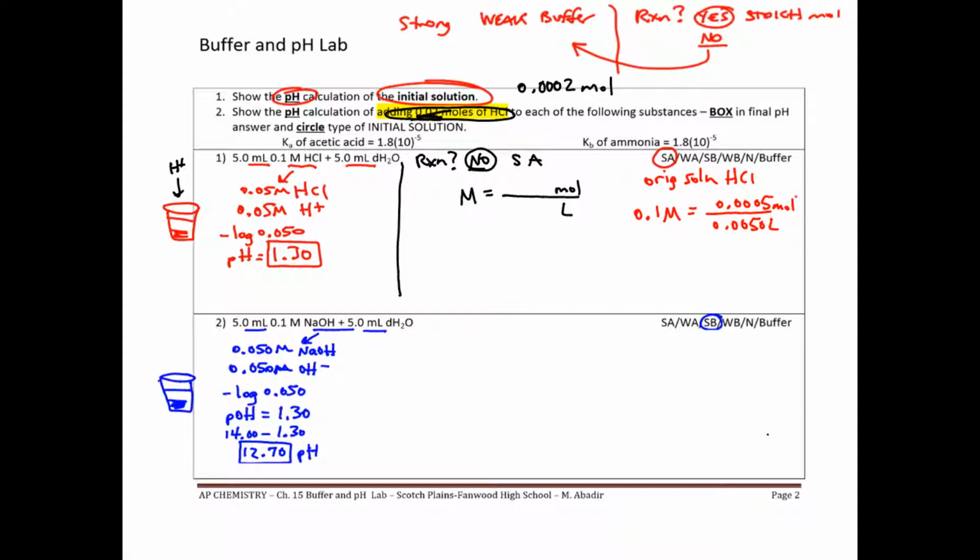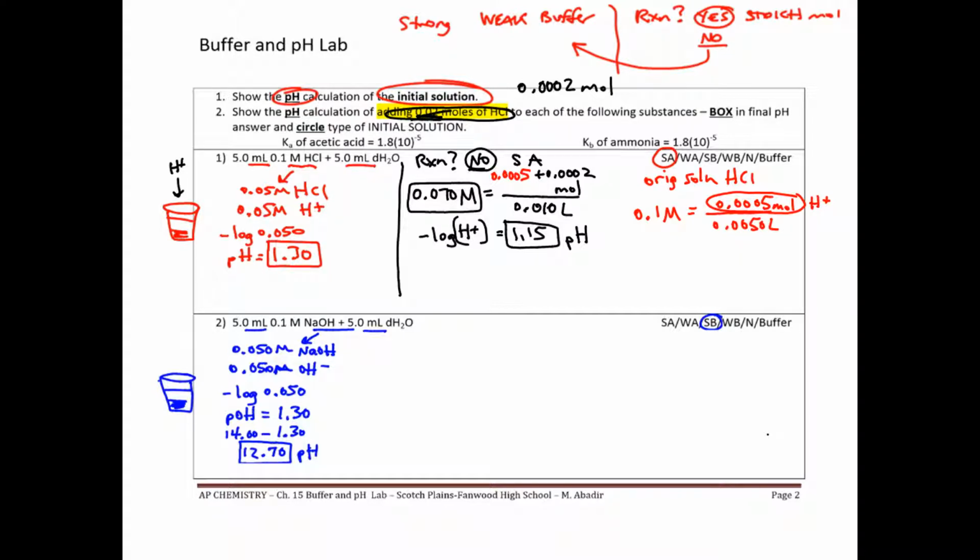0.0005 moles of H plus in the beginning. So I'm going to add that 0.0005 plus what I'm adding now, which is the 0.0002, and divide that by the total volume, which is 10 milliliters, and that's going to give me a molarity. Total moles of 0.0007, divide that by 0.010, and you have 0.07 molar. So now I just take the negative log of H plus, which equals 1.15, and that's going to be the pH, which is fairly acidic.